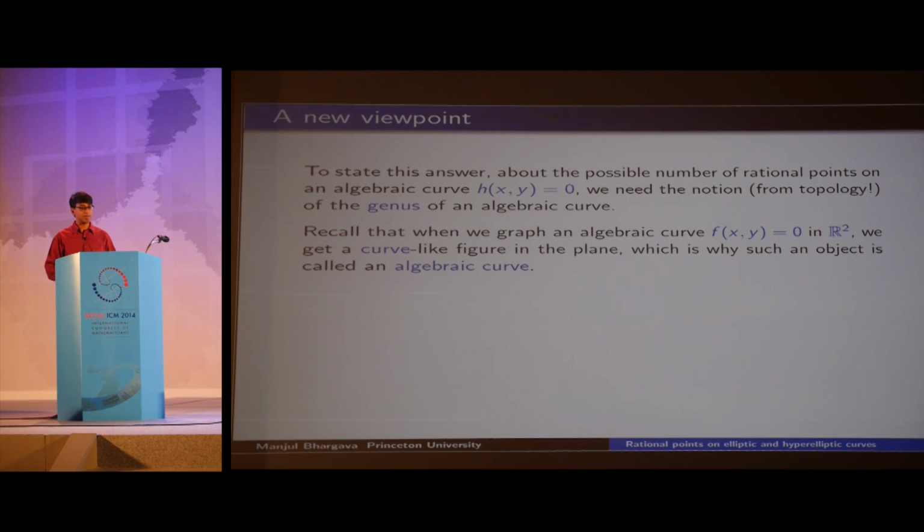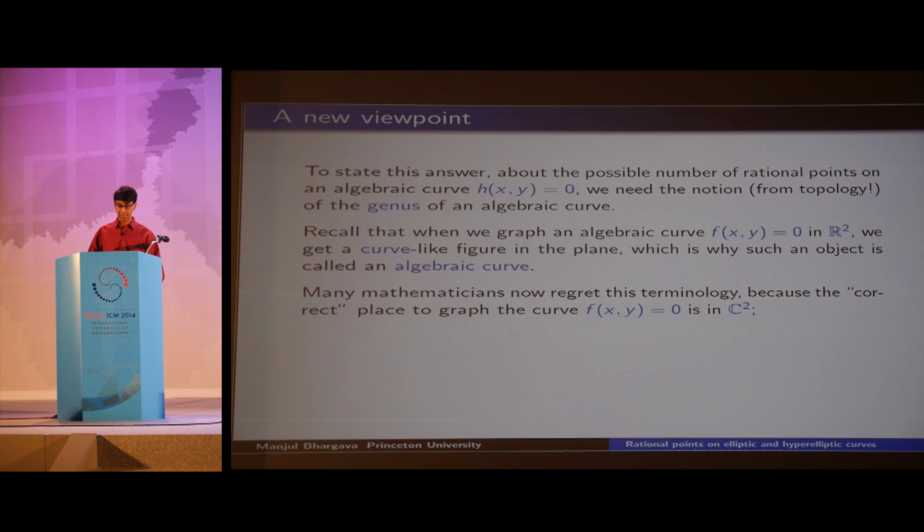But algebraic curves are also called something else. They're called Riemann surfaces. And let me explain. Sometimes mathematicians regret this terminology that we call them curves, because the correct place to graph h of x,y equals 0 is really in C² rather than R², so that you get really the full set of solutions over an algebraically closed field.